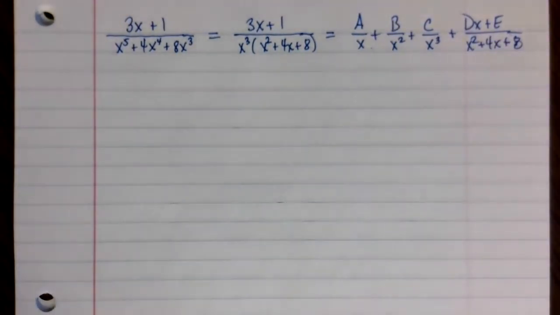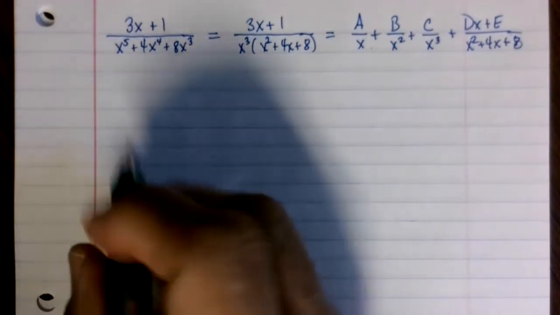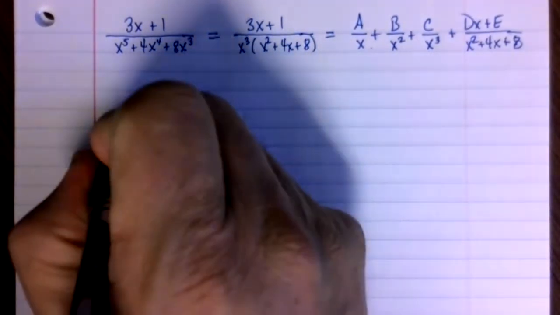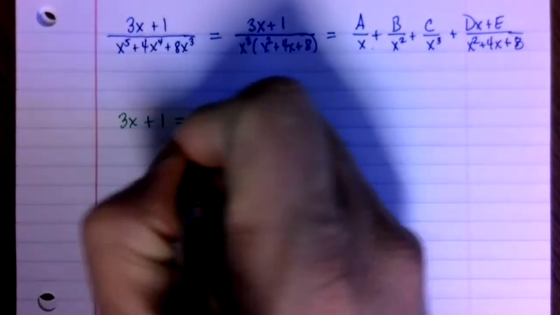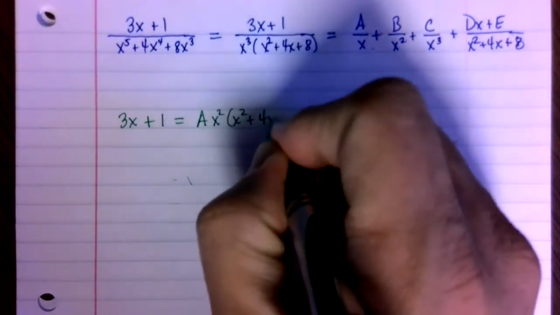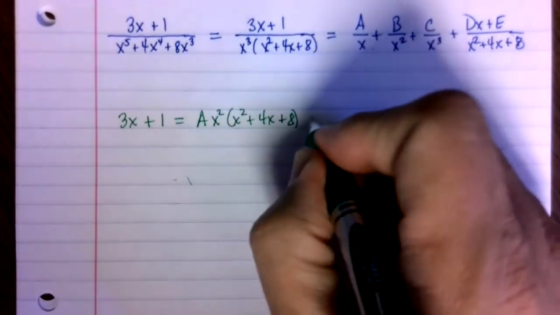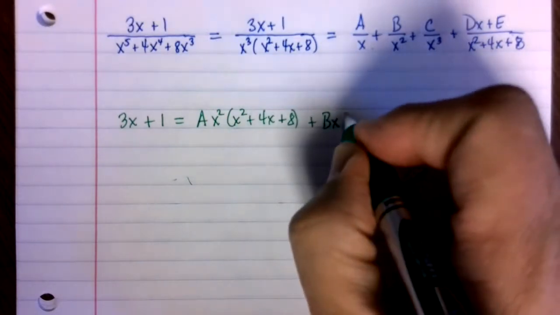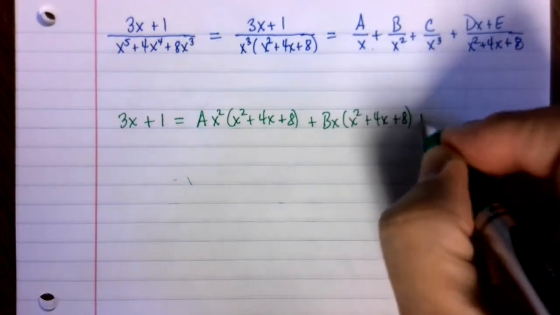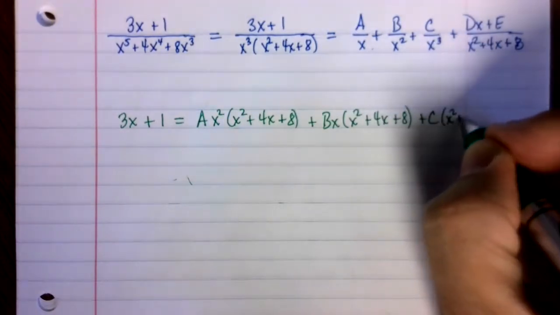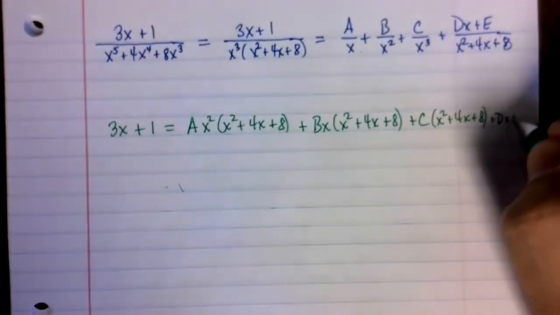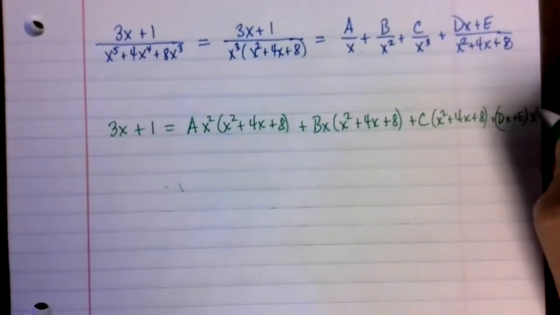Okay, so to do this, we will clear out the denominator. So multiplying through by this denominator, I would have 3x plus 1 is equal to a times x squared plus 4x plus 8, and then b times x squared plus 4x plus 8, plus c times x squared plus 4x plus 8. And then lastly, dx plus e times x to the third.